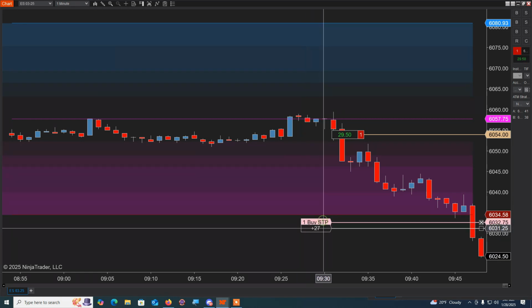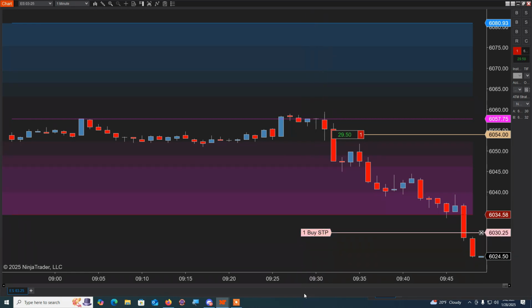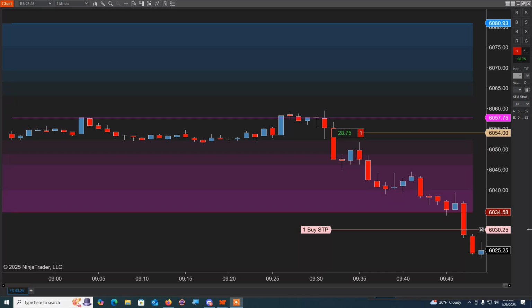So here goes the S&P, just keeps on going, keeps on trucking. Okay, so doing well here. Also keeping an eye on my other trades. It's on a different monitor now. Looking good.